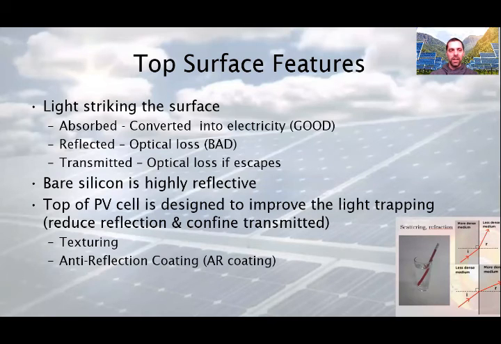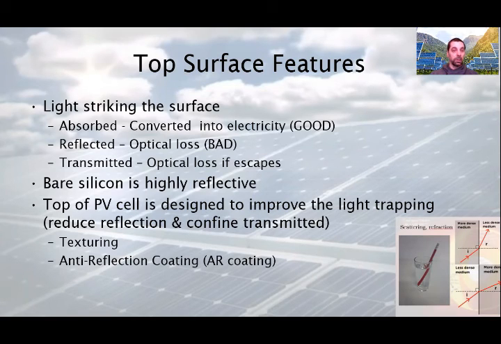So when light strikes the surface, what can happen with it? The light can be absorbed and converted into electricity. This is the good scenario. It can be reflected. This is optical loss, so we don't like it. And it can be transmitted. Optical loss if it escapes. How can we decrease these optical losses?